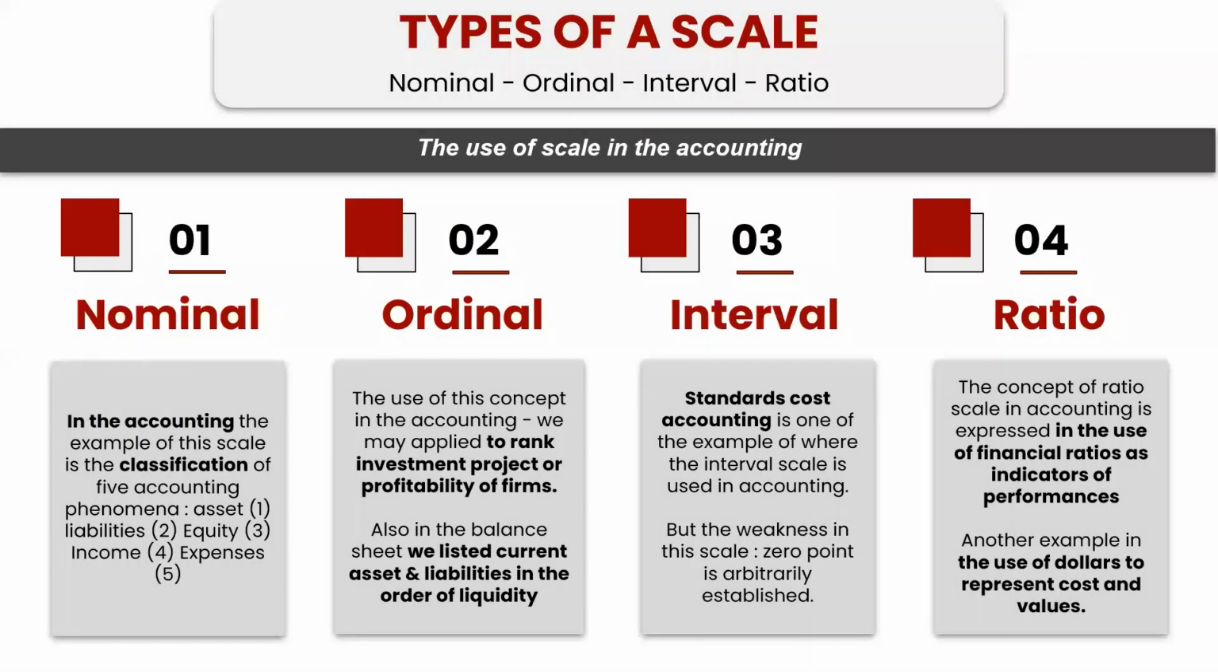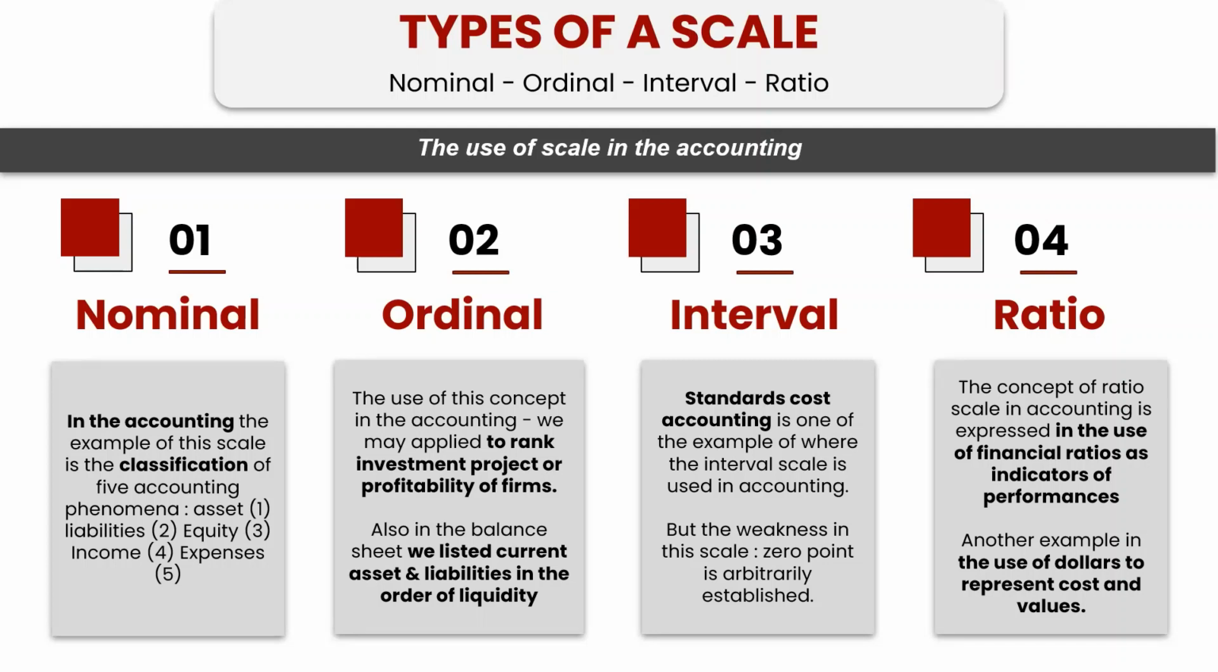The use of scale in accounting. In accounting, an example of nominal scale is the classification of five accounting phenomena: asset, liabilities, equity, income, and expenses. The use of ordinal scale, we may apply to rank investments or projects or profitability of firms.